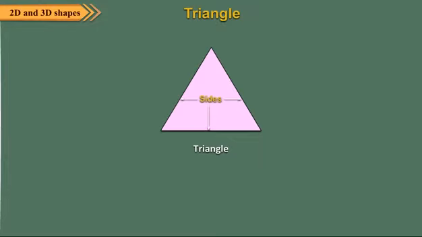Triangle. A triangle has three sides. It has three vertices or corners.